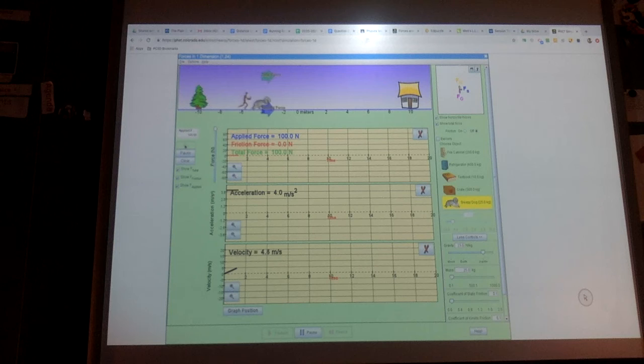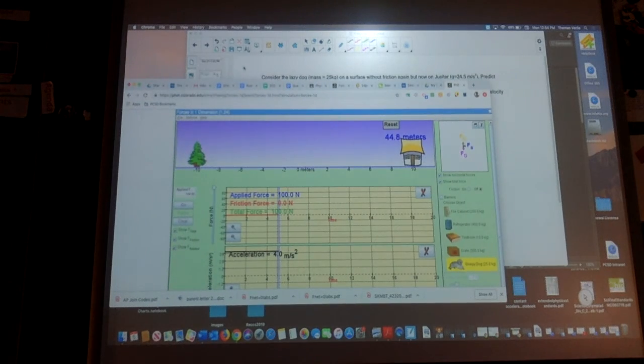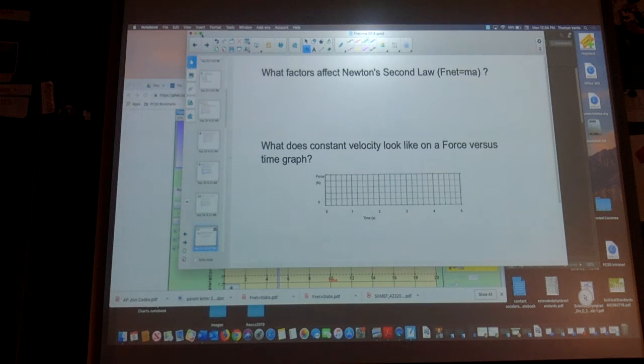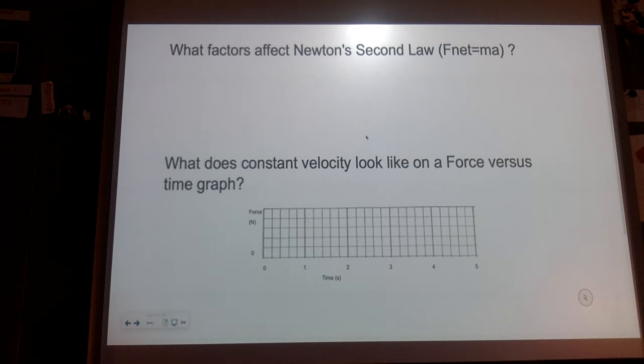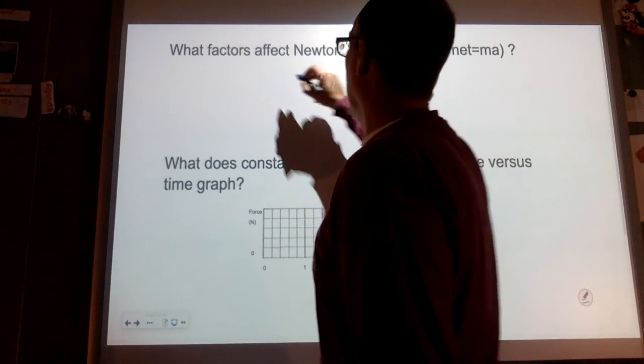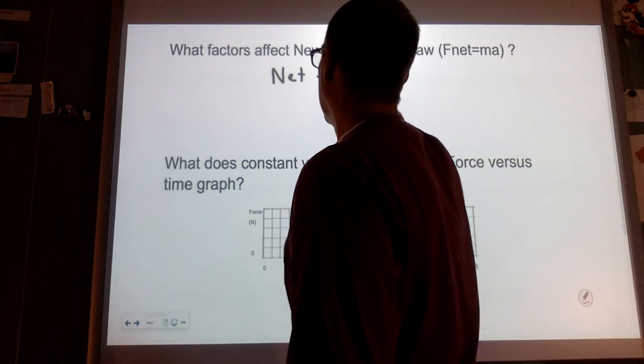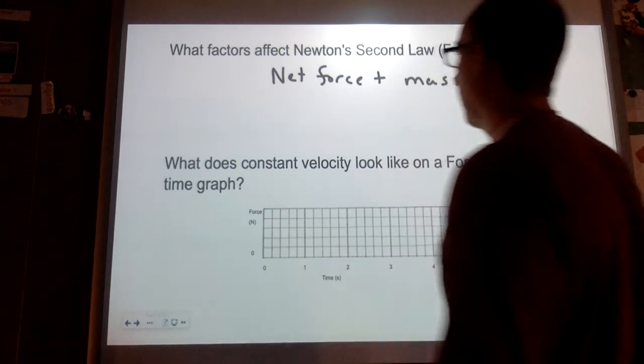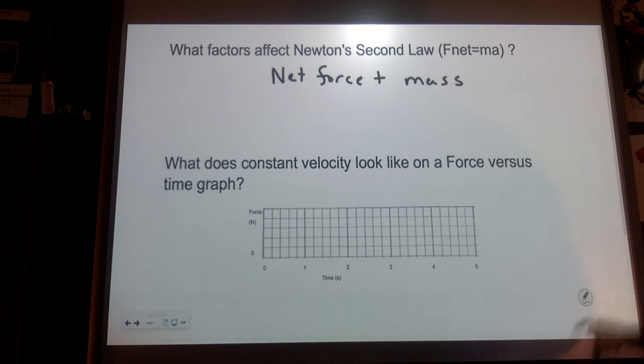And we're getting the same exact graph as we got on the moon. So it made it up to 20 meters per second. Same acceleration. All right, so the question is, what factors affect this second law? The only thing that affects this is the net force you have and the mass you're trying to accelerate.